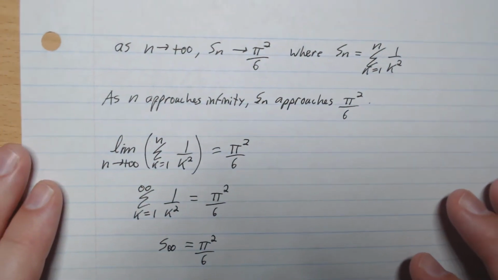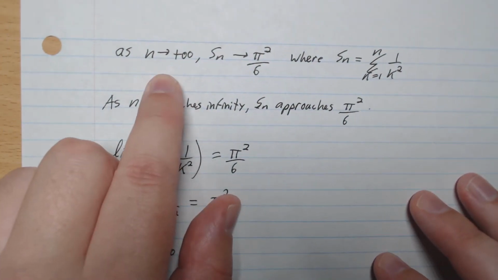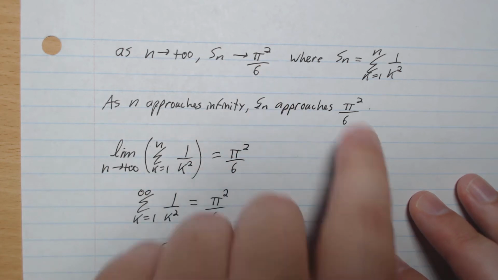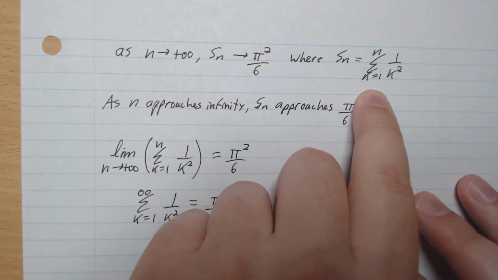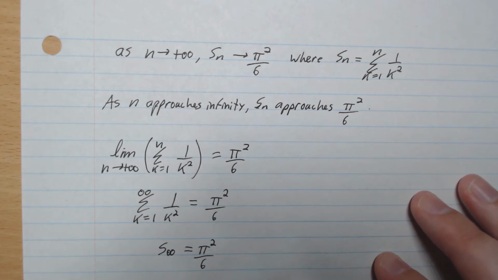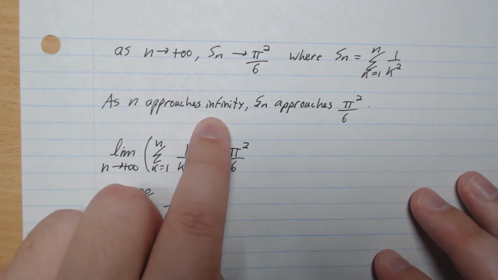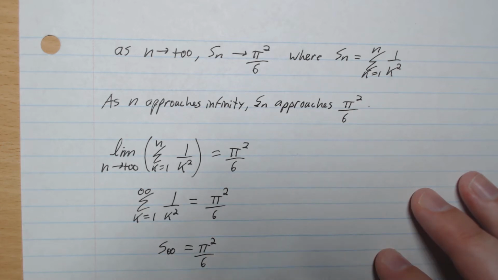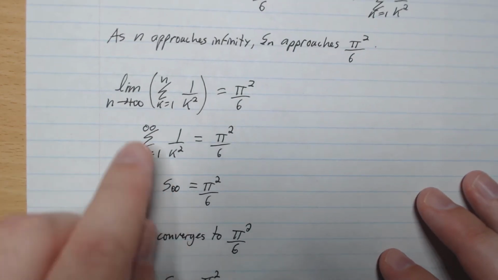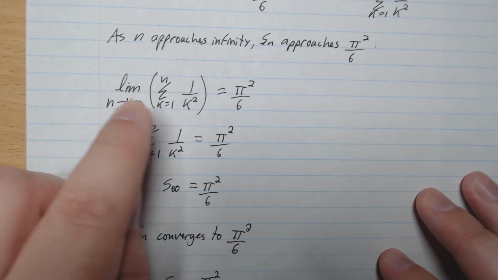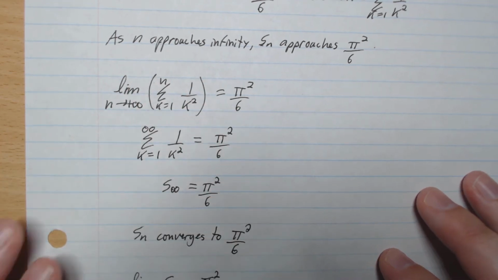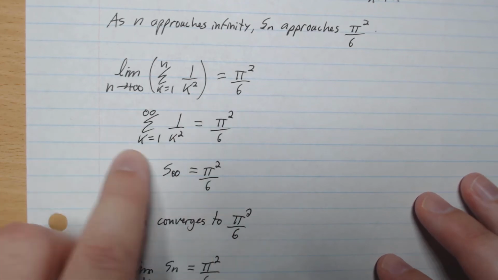So here are some different ways of saying the same thing. As n goes to infinity, Sn goes to pi squared over 6, where Sn is the sum from 1 to n of 1 over k squared. Right? So as n approaches infinity, Sn approaches pi squared over 6. If we take the limit as n goes to infinity of our finite sum, that limit is pi squared over 6. This is probably the most common way.